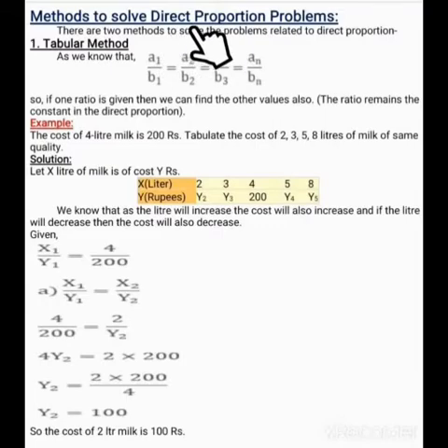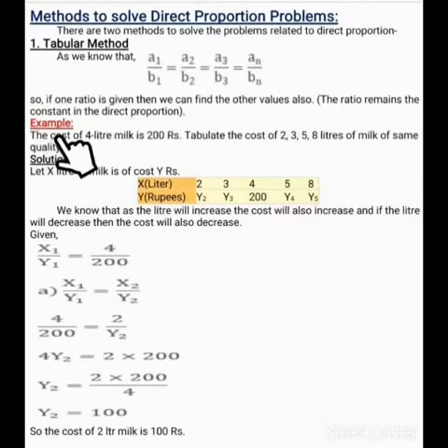Methods to solve direct proportion problems. There are two methods to solve problems related to direct proportion. First one is the tabular method. As we know, A1 divided by B1 equals A2 divided by B2 equals A3 divided by B3 equals AN divided by BN. So if one ratio is given, then we can find the other values also. The ratio remains constant in direct proportion.